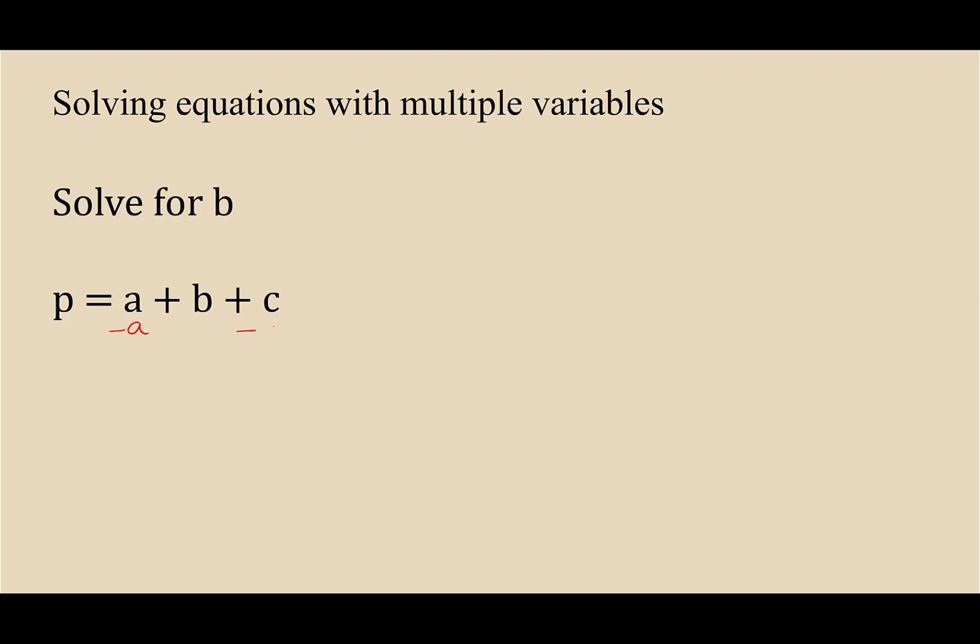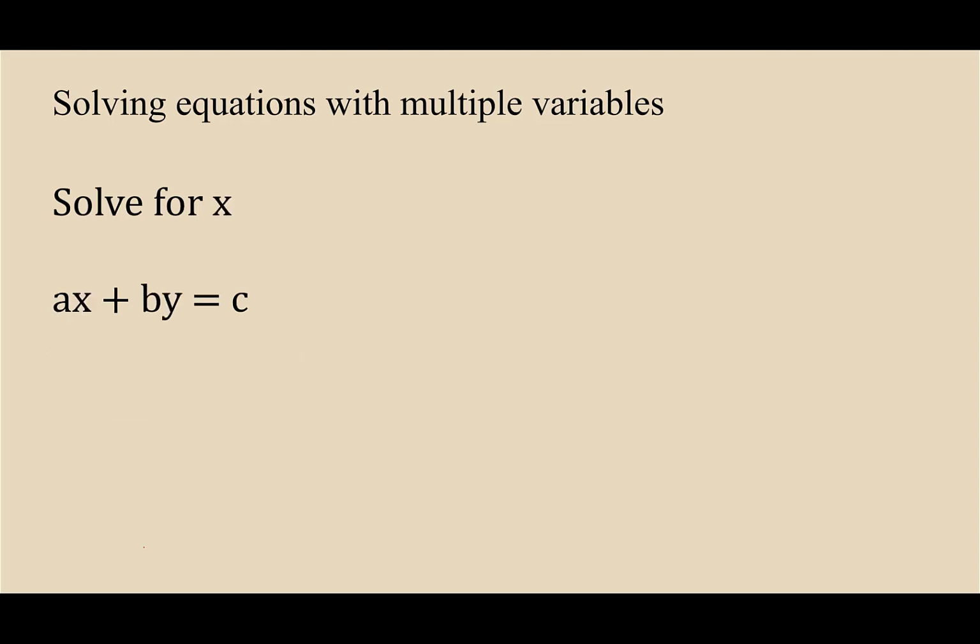We can subtract a and c from both sides. This would be p minus a minus c equals b. And this is actually the final answer. When it says solve for b, that means rewrite the equation so that it's in the format b equals something. And that's what we've done. B equals p minus a minus c.